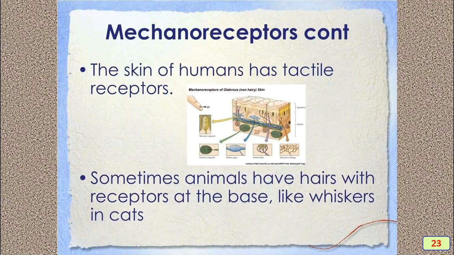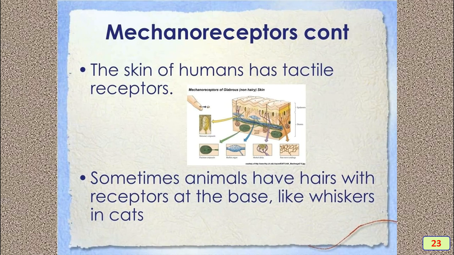Mechanoreceptors are also present on the skin of human beings, and they are the tactile receptors. Suppose heat or a pin prick is applied on the skin of any animal, it will withdraw the skin because the mechanoreceptors are there. They sense the pain and send it through the sensory nerves to the brain, and the brain sends a motor signal to withdraw the hand or whatever it may be.